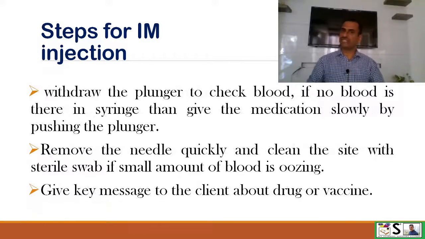for intramuscular injection. After inserting the needle, withdraw the plunger to check whether blood is there in the syringe or not. If there is no blood, it means it is in the muscle, and then give the medication slowly by pushing the plunger. Remove the needle quickly and clean the site with sterile swab if a small amount of blood is oozing. Now give a key message to the client about the drug or the vaccine which is given.